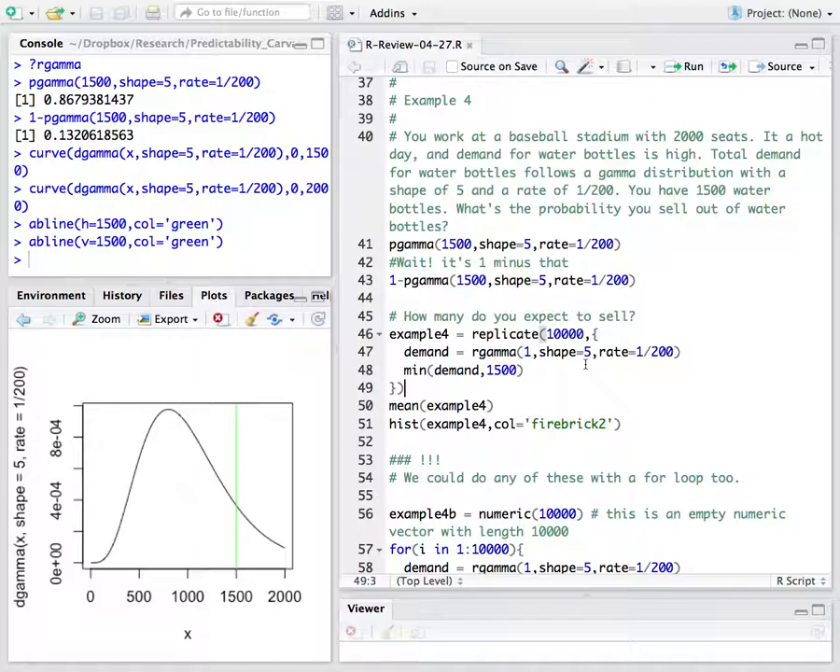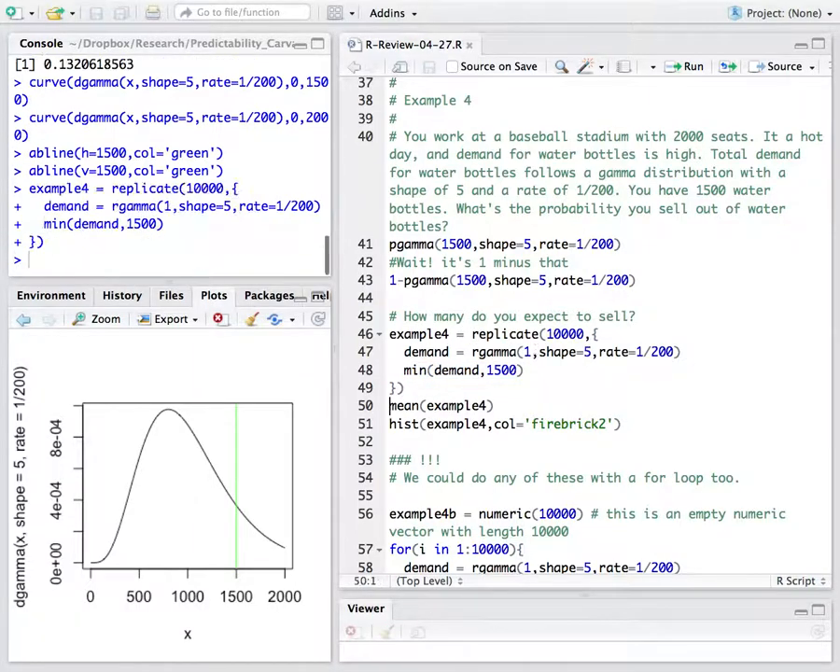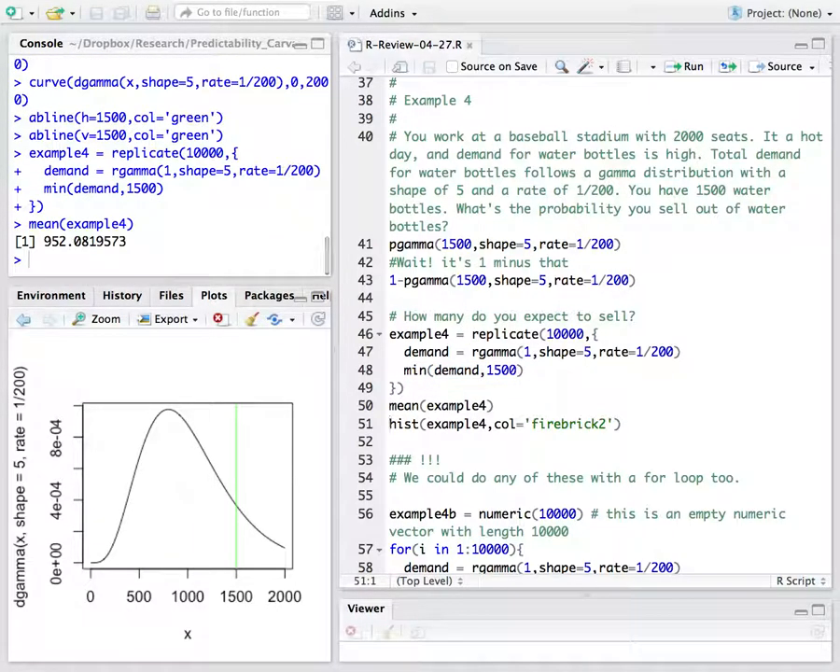And then how many do we actually sell? Well, we sell either the amount that were demanded or 1,500, right? We can't sell more than 1,500. That's all we have. So the output I want from this replication is the minimum of the demand and 1,500. So now when I run this, I see that on average we sell 952 water bottles.